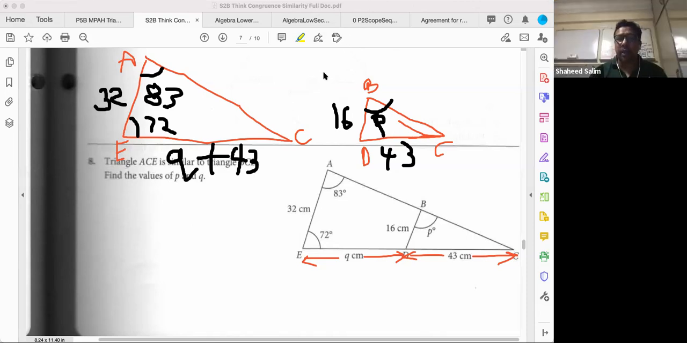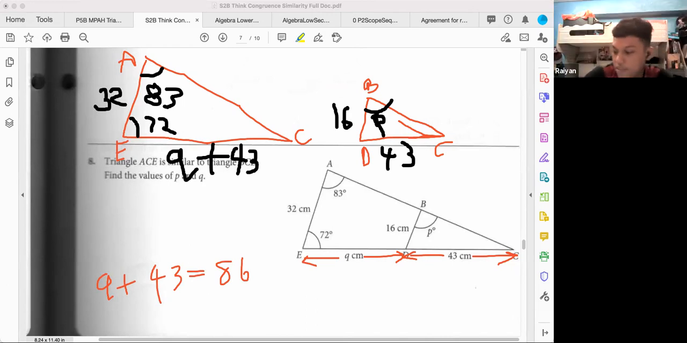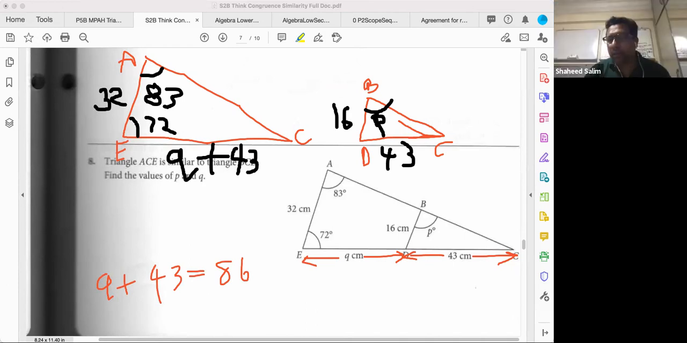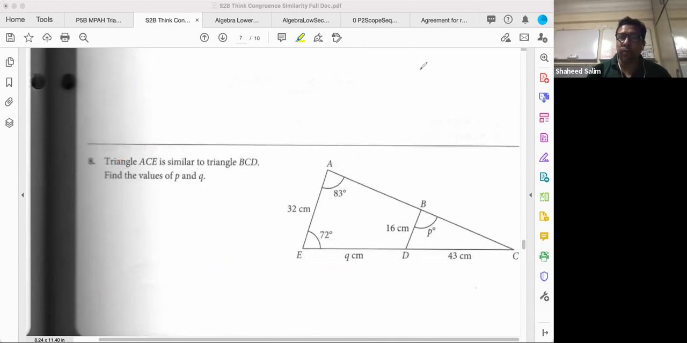So what's your answer? 86. Now you have an equation, you got to solve this. Q plus 43 equals 86, because you tell me that when you times by 2, this thing is 86. Right? So you find out what's Q. Answer is 43. Well done. That's all. You know, Akila and all that from Express, even she's confused. So now you can get it. Very good.